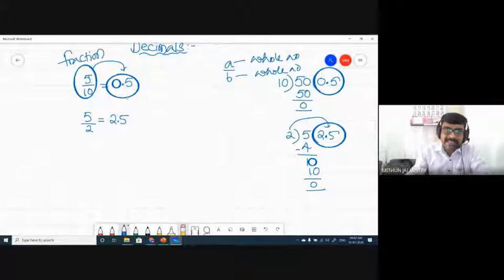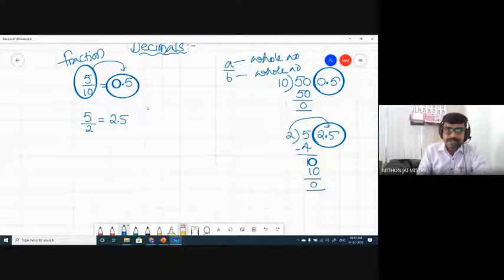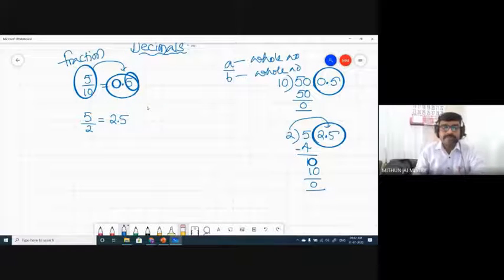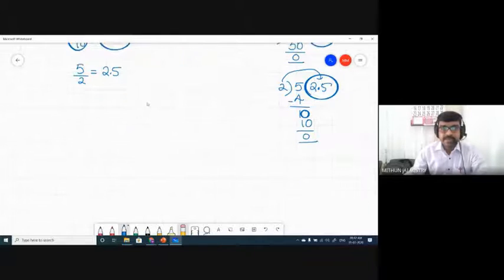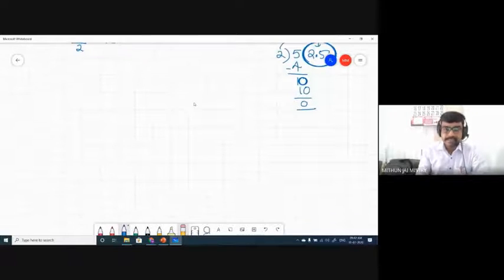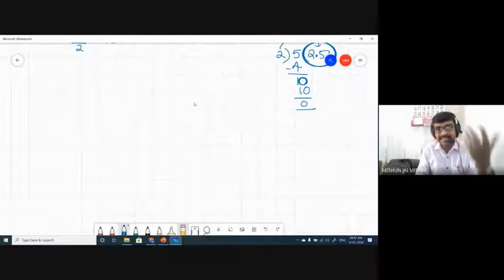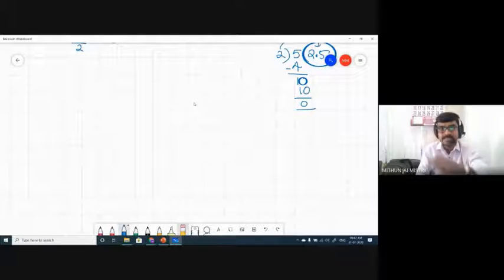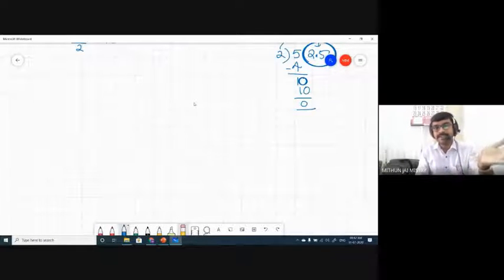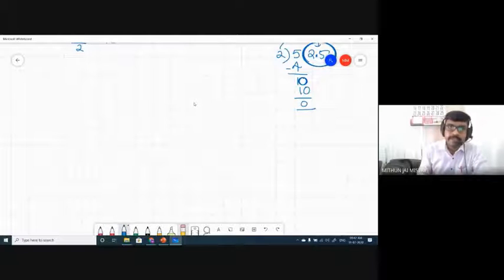Why is it called decimal? Because after this point, whatever we write is called decimal. So here in 0.5, the 5 is a decimal, right? Okay, so now 5 by 2 is also written as 2.5. Let us try to understand this decimal in a better manner, and then we will come back to how a fraction can be converted into a decimal in a better manner.